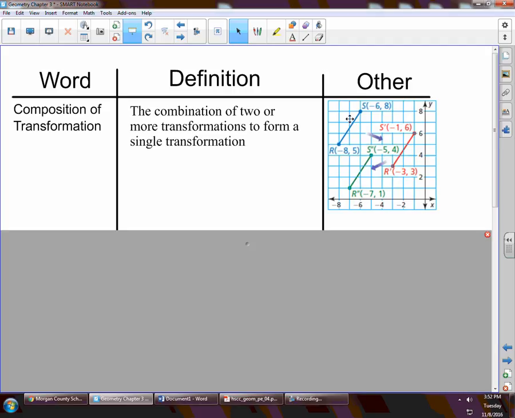So a combination of 2 or more transformations. We have 2 transformations here. We have this original SR, and it slid over here to S prime, R prime, and then it slid again over here to S double prime, R double prime line segment. So any combination of 2 or more transformations to form a single transformation.